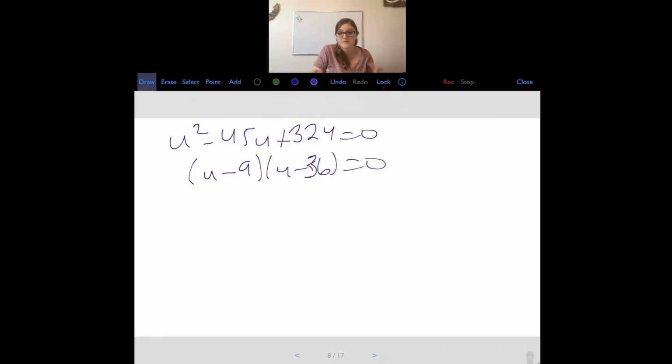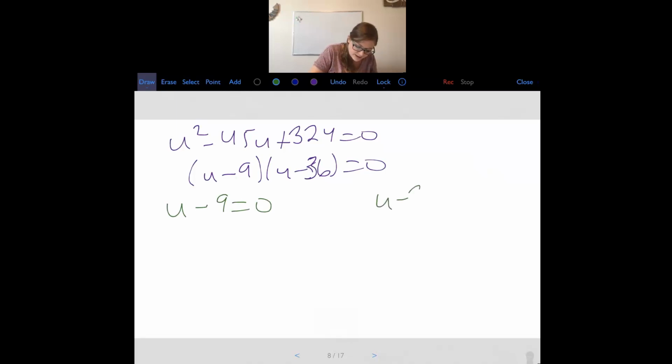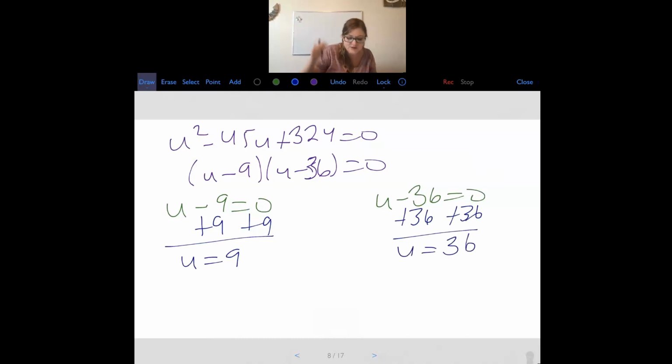is equal to 0. So we can solve each of these equations for u. So we have u minus 9 equals 0, u minus 36 equals 0. Okay, solving for u, we add 9 to both sides. Okay, now our original instructions were to solve the equation, which means for the original variable x. We made the substitution that u is equal to x squared. So now in order to solve for x, we substitute u with x squared, and we have one more step.